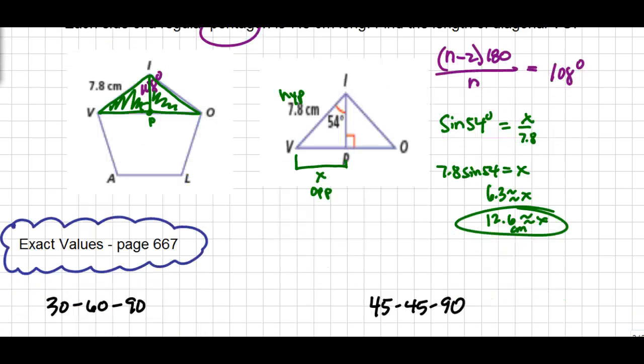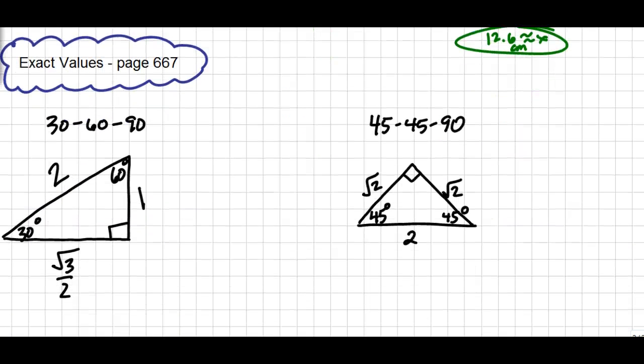The last thing I want to look at is the book mentions something called exact values from page 667. It talks about a review item from geometry, the 30, 60, 90 triangle and the 45, 45, 90 triangles. Those are pictured here. If you would like to copy them into your notes, you may. And so it just talks about how the relationships among the sides are always going to be the same regardless of how large or how small these triangles are drawn.